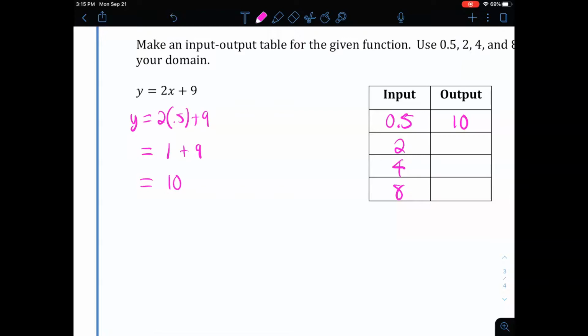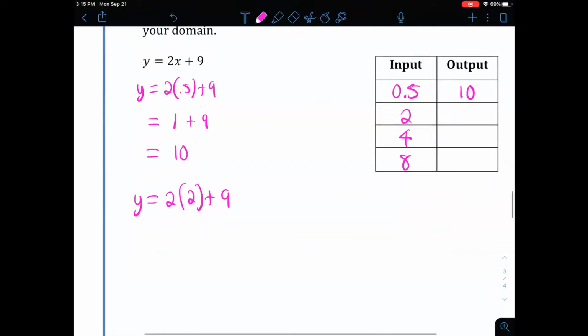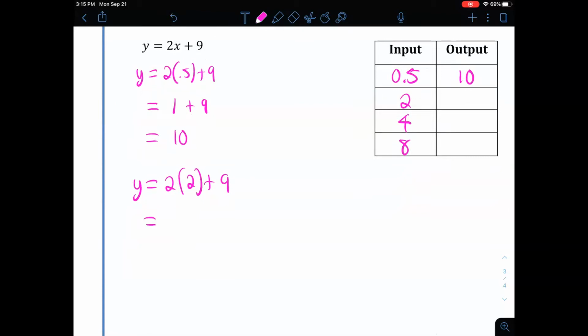Let's do one more together, then I'll have you guys try a few on your own. Let's do y equals 2 times, let's plug in 2 now, we're plugging in 2 from this input table, plus 9. All right, do we do 2 times 2 or 2 plus 9 first? In PEMDAS, multiplication comes before addition, right? So 2 times 2 is going to be 4, plus 9. That's going to equal 13.